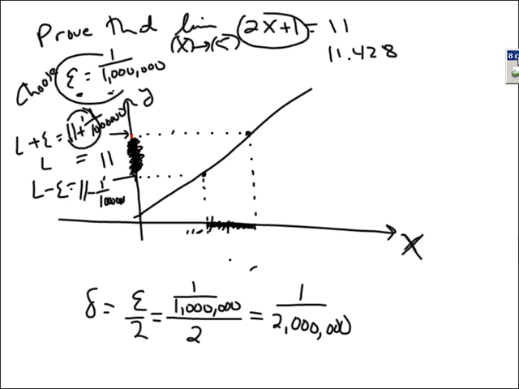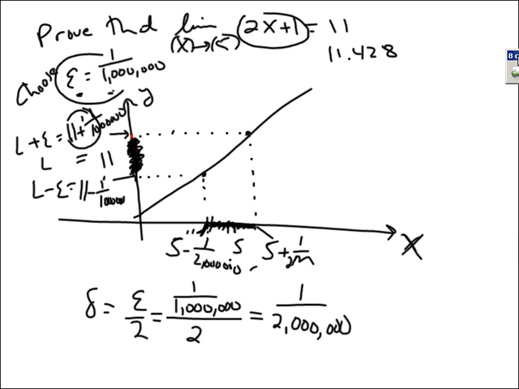Delta is 1 over 2 million. That is, here is 5, and this here will be 5 minus delta. Here is 5 minus 1 over 2 million. And here is 5 plus 1 over 2 million.